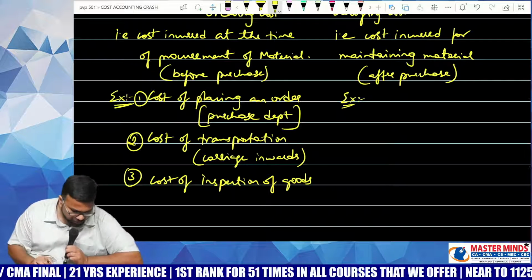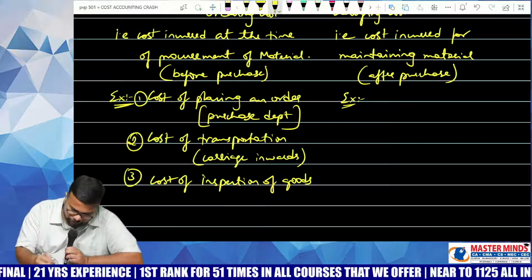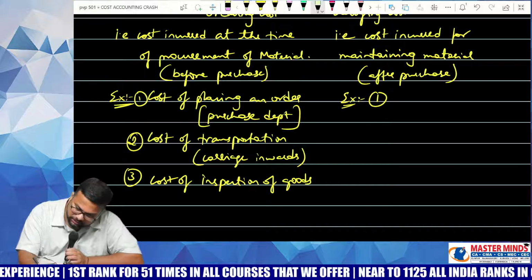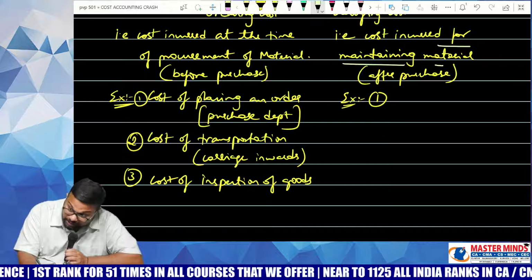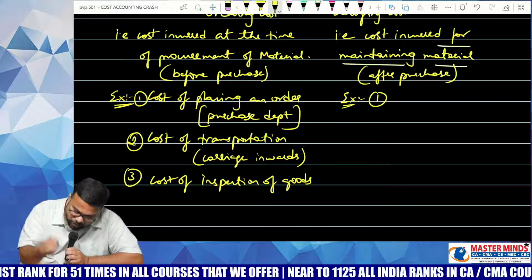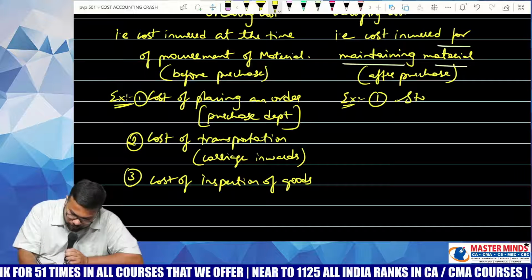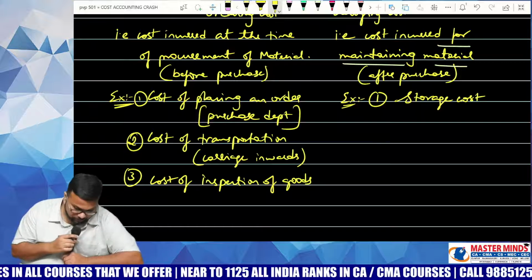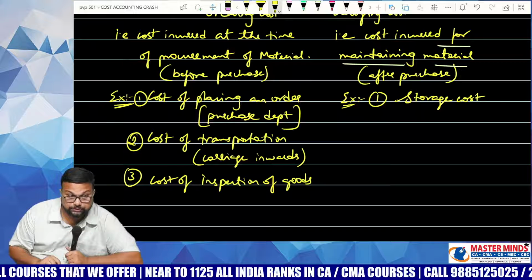When it comes to carrying cost, we have four costs. The first one is, carrying cost means cost incurred for maintaining material, right? So the first cost that comes to my mind is storage cost or warehouse cost. Storage cost.